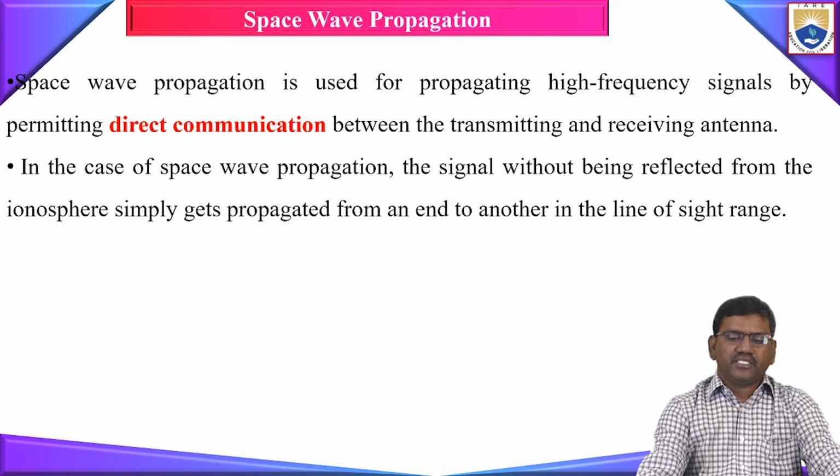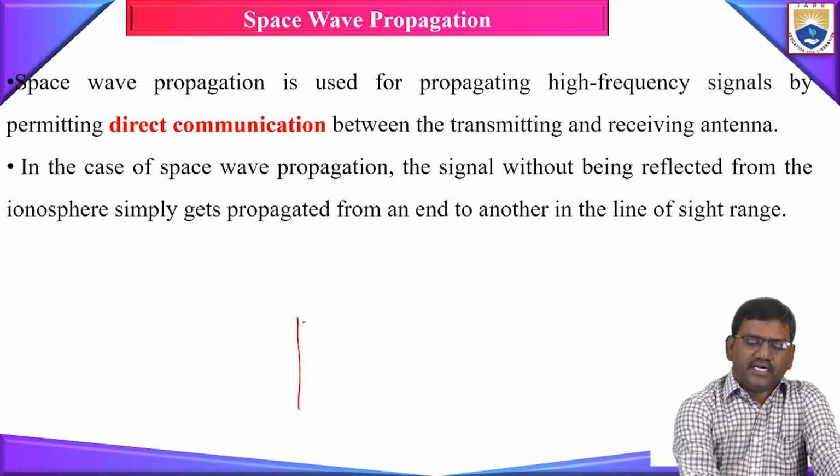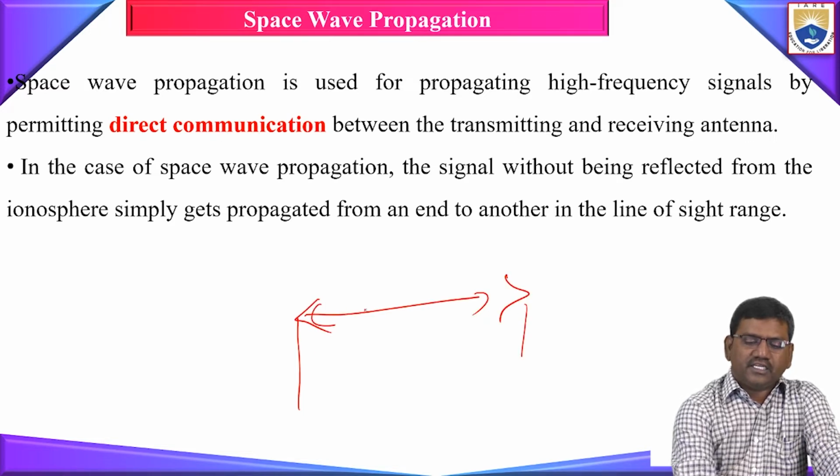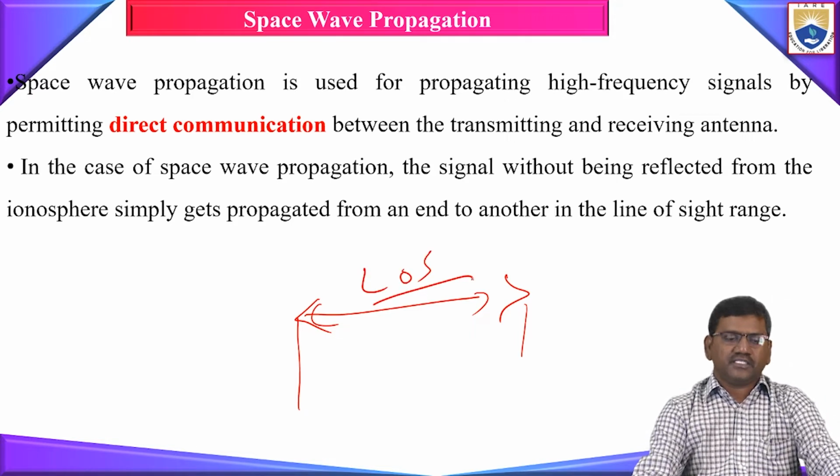Space wave propagation is used for propagating high frequency signals by permitting direct communication between the transmitting and receiving antenna. As we have seen, there is a direct communication. This is the transmitting antenna and this is the receiving antenna. There is a direct communication, known as the LOS path, between the transmitting antenna and the receiving antenna.